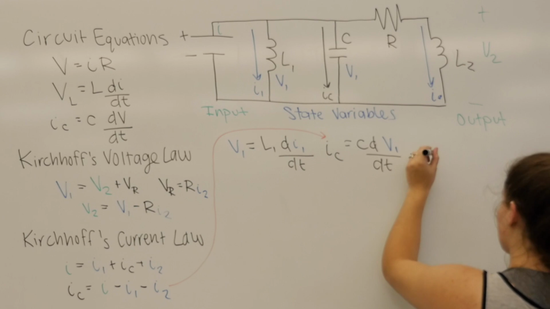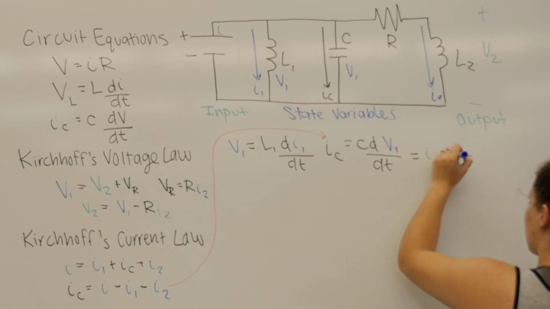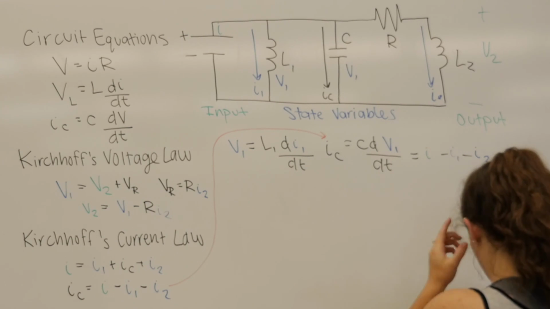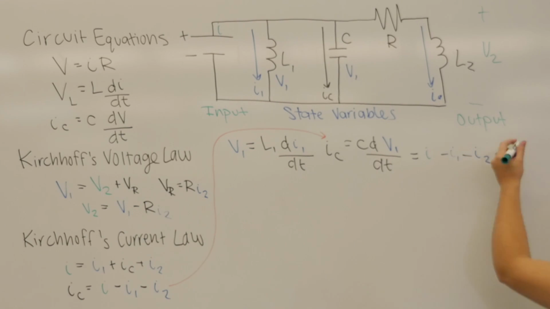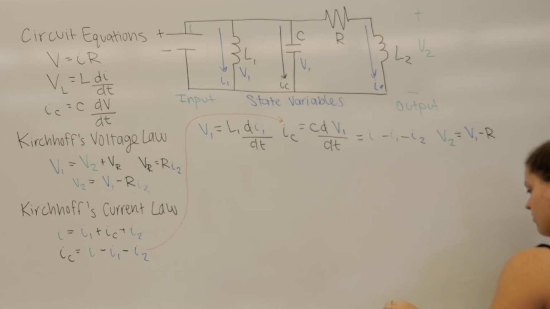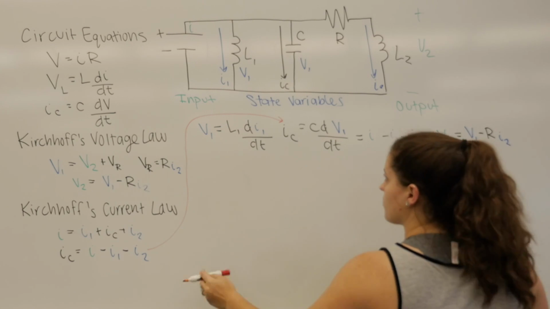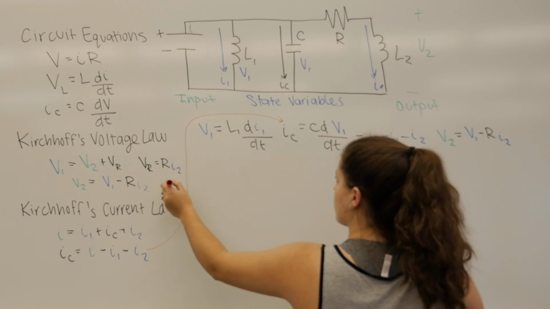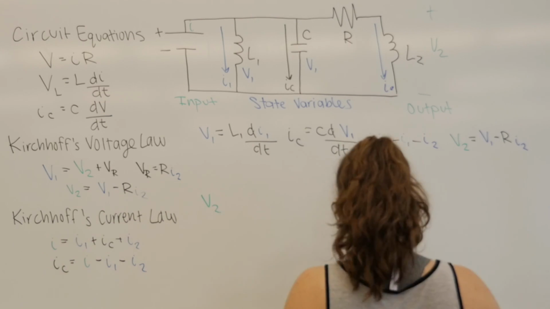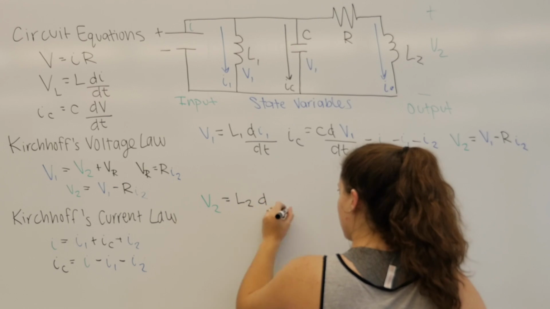Looking at Kirchhoff's current law, IC equals I minus I1 minus I2. We set that equal to C dv1/dt, and now we can solve for dv1/dt. For the second inductor, we also cannot solve for di2/dt directly, since V2 is not one of our state variables. However, based on Kirchhoff's voltage law, V2 equals V1 minus I2R. Now we set that equal to L di2/dt and solve for di2/dt.